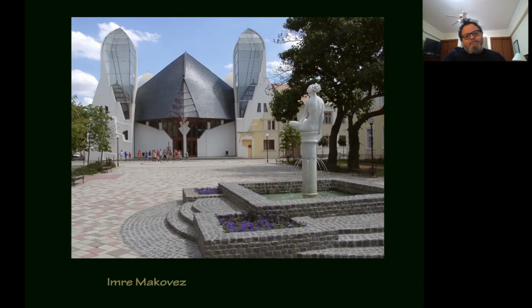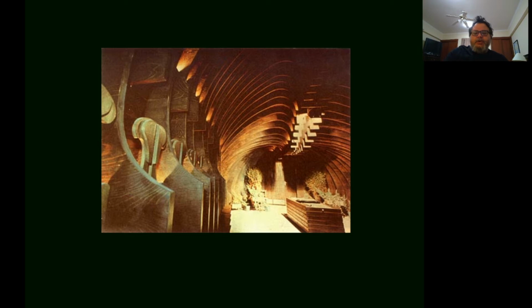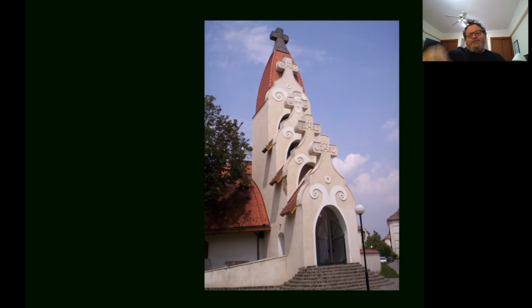This is another guy named Imre Makovecz. And Makovecz was this guy who... he was Hungarian, and he did a lot of church work, Eastern European church work, but also not traditionally formed. Also looking at organic structures, like here you see the structure of a wind cage. Here you see the structure of a goofy owl. Okay, not everybody got it right perfectly, but look at his beautiful churches.